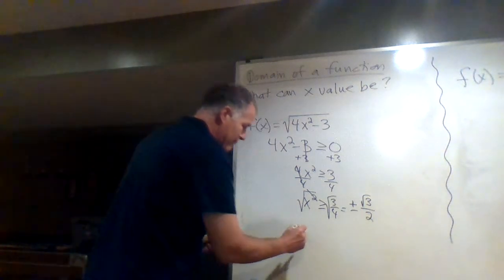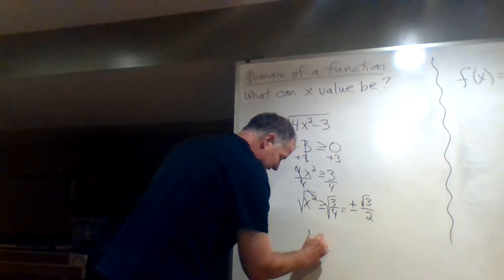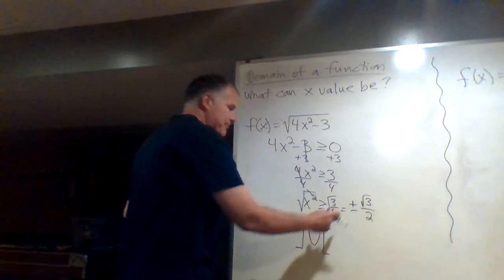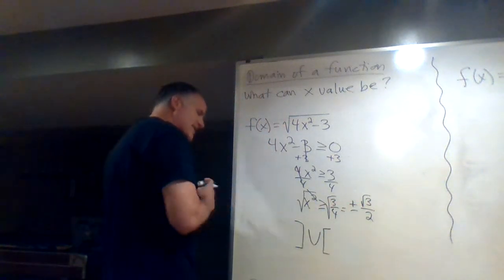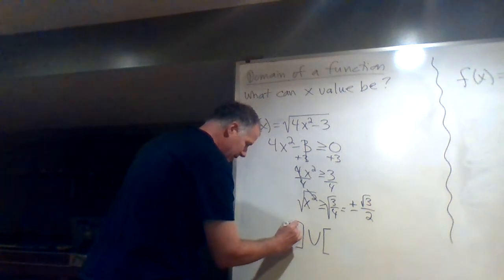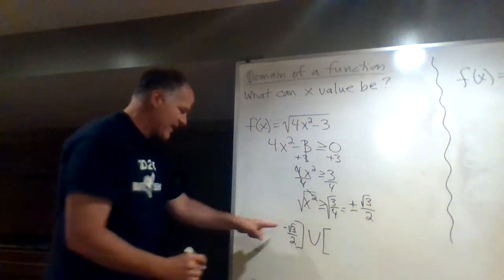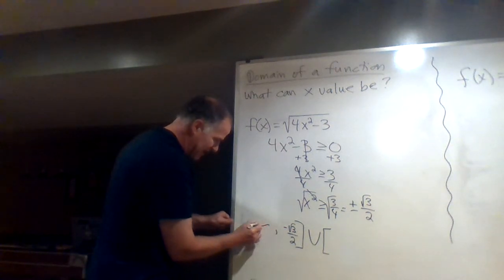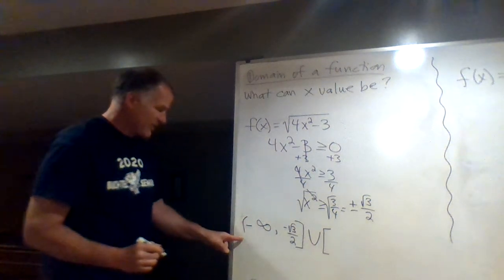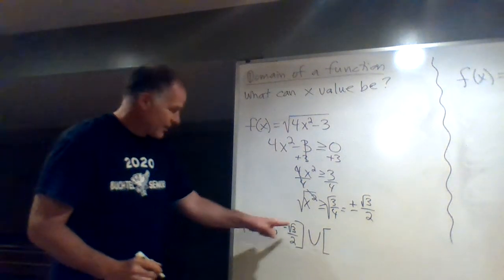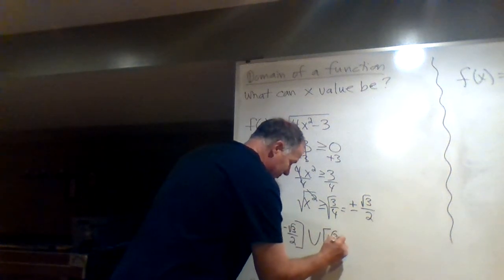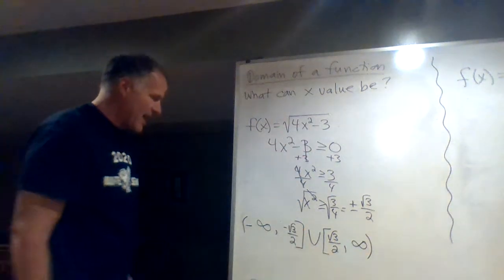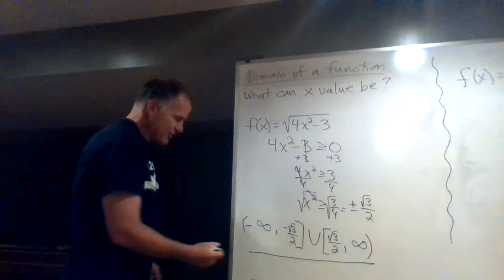Okay, now remember, now we just have to do this bracket stuff. We put a U in the middle. We got a bracket to the left, a bracket to the right. Remember, to the left is the negative, so negative. Now again, the fraction we have is radical 3 over 2. Negative radical 3 over 2 out to, remember, negative infinity. Now remember, we put a parenthesis on the outside of that one. And then the positive will be positive radical 3 over 2 out to positive infinity, and boom. There we go. There's our answer.